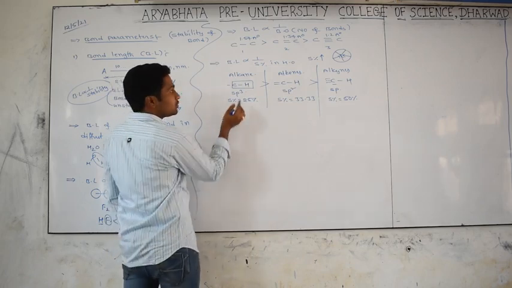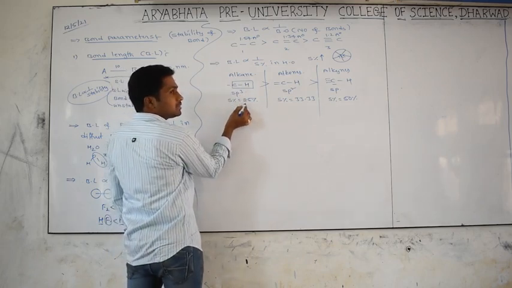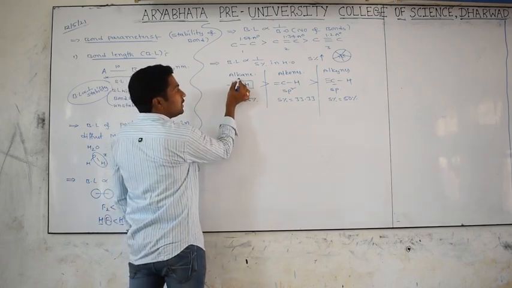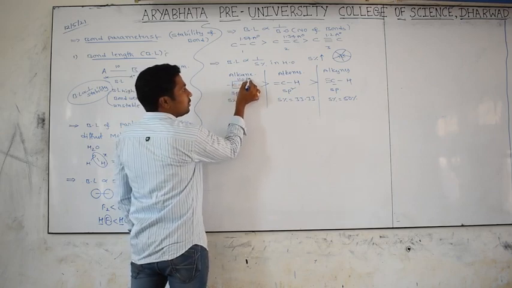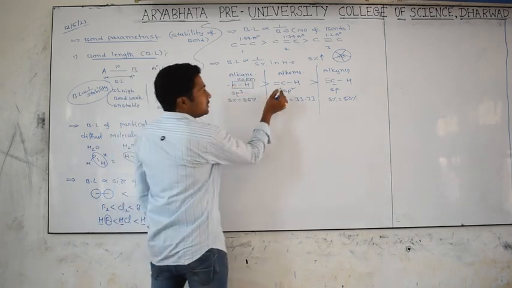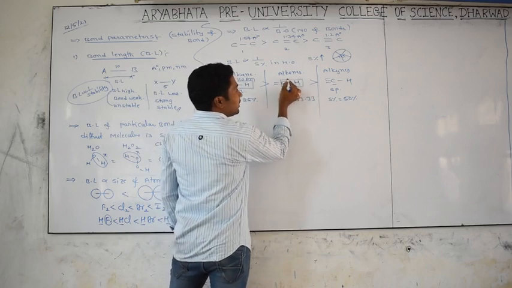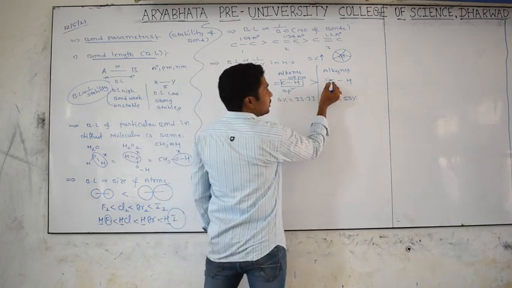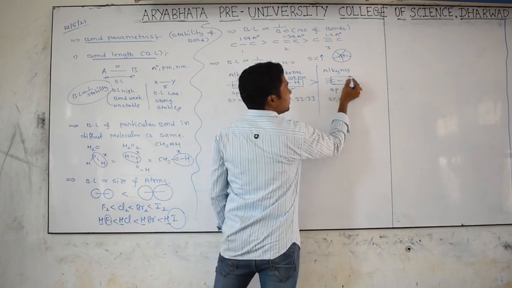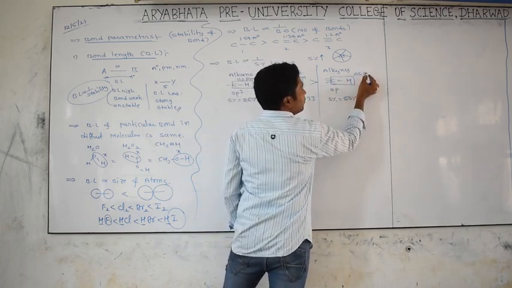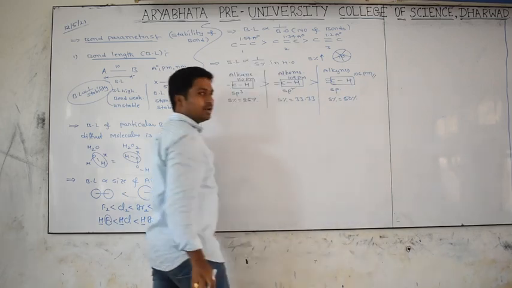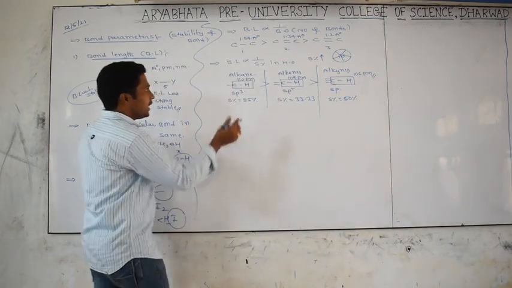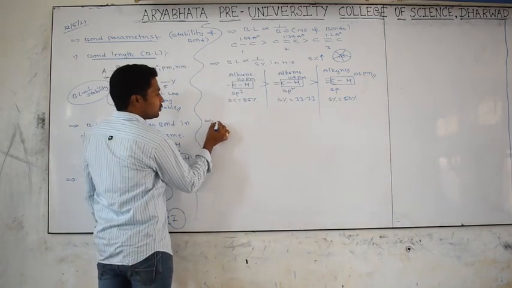Can I give the values? In alkanes, less s character, more bond length, nearly 110 picometers. In alkenes, the CH bond length comes to 109 picometers. In alkynes, the CH bond length comes to 106 picometers. Are you understanding or no? Yes. And later we have to discuss one more thing.